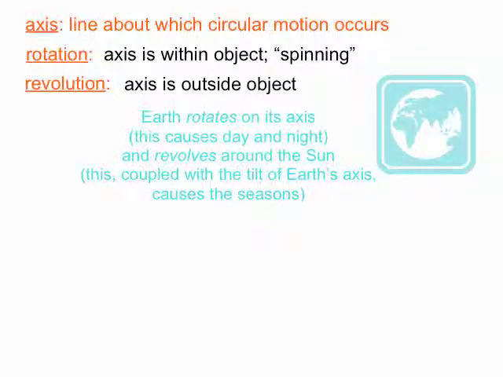Okay, so real world, Earth. The Earth rotates on its axis. This is why we have night and day. We have nighttime when we're on the side that rotates away from the sun. We have day when we're on the same side as the sun, is really how it should be. And it revolves around the sun. And because it's tilted on its axis, that's why we have seasons.